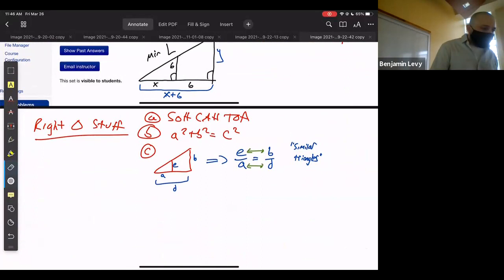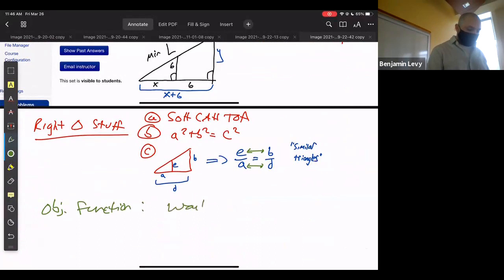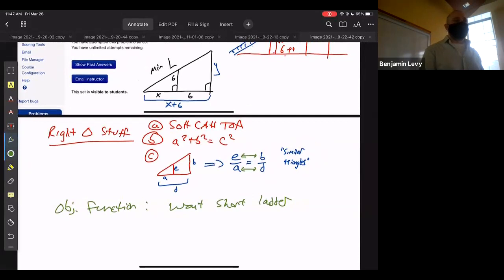All right, so we want to minimize, right? What is the length of the shortest ladder? And so our objective function then, we want the shortest ladder. And so what is the ladder? What's the equation for the ladder based on our picture? Yeah, we want to use the Pythagorean theorem. So we want to minimize the ladder. And the ladder, looking at the picture on the top there on the first page, is a squared plus b squared equals c squared. So it's y squared plus (x plus 6) squared. All right, this is the Pythagorean theorem.